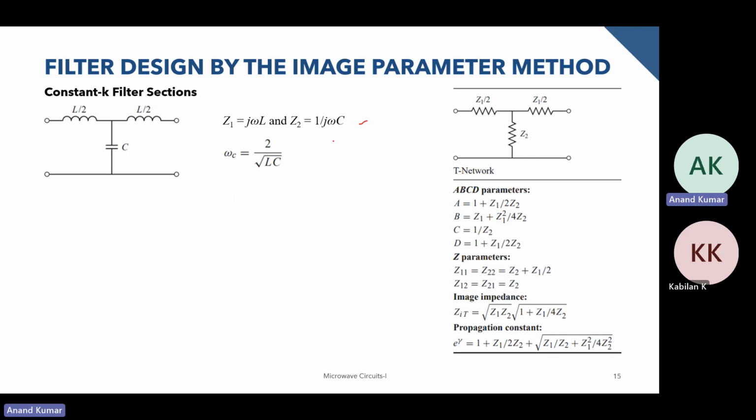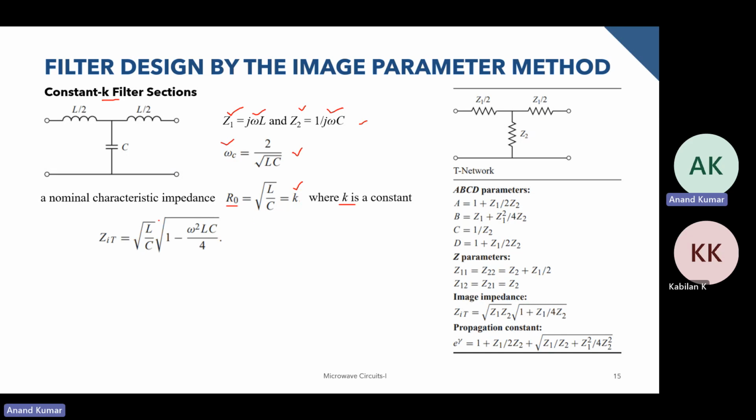Okay, so these things we saw in the last slide, where we defined Z1 and Z2 as j omega L and 1 by j omega C, and we have got the cutoff frequency as this over here. Now we can also define a nominal characteristic impedance, root over L by C, and this is constant, and hence we call this a constant K filter. So this K over here is equal to the R naught term that we saw in the previous discussion.